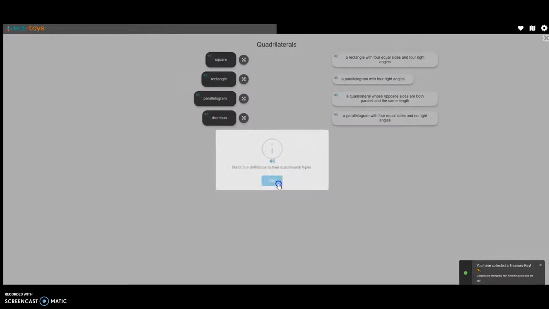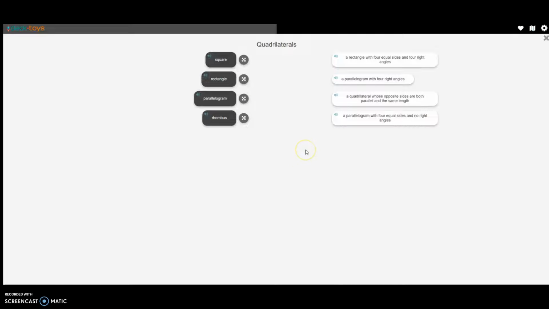All right, match the definitions to their quadrilaterals. I just did this with my other one, so I've been practicing it a few times now. I saw a video about quadrilaterals. I might have a better idea now.